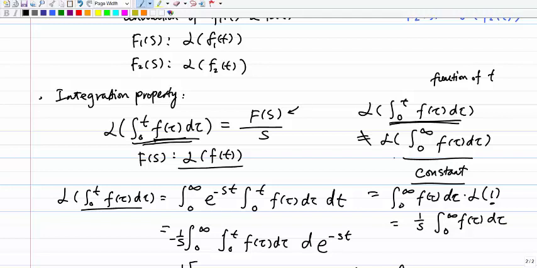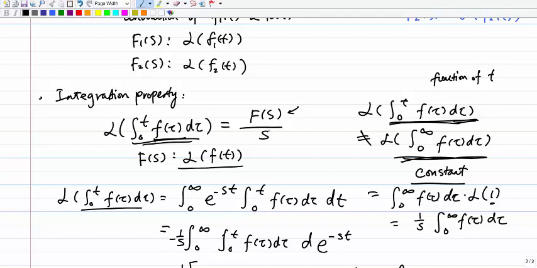This one is easy to do because I can use the homogeneity property to figure out the final value. This one is difficult. According to the integration property, the integration must be from 0 to t. It cannot become from 0 to infinity. This one is given by F(s) over s.